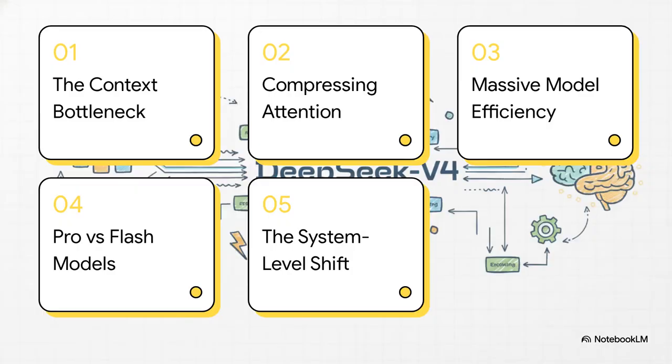So here is our roadmap for today's explainer. 1. The context bottleneck. 2. Compressing attention with CSA and HCA. 3. Making massive models efficient. 4. Pro versus flash models. And 5. The system-level shift.